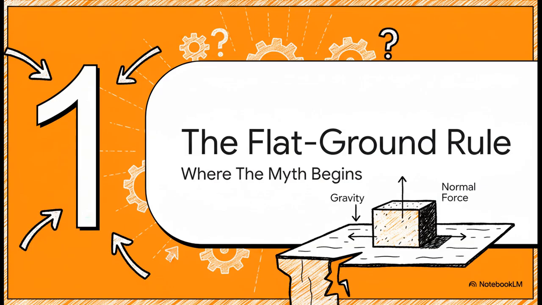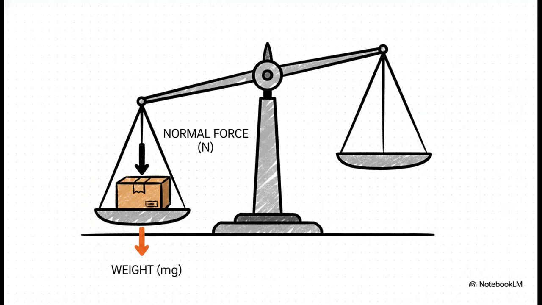So, to figure out why there's so much confusion, we've got to start where this rule actually seems to make sense, on perfectly flat ground. This is basically ground zero for the myth. When you've got a box just sitting on the floor, the physics is pretty simple, right? Gravity pulls the box down with a force of mg. The floor has to push back up to support it, and that's the normal force, N. Since the box is just sitting there, not crashing through the floor or flying into the air, the forces are balanced. So in this one very specific situation, N does in fact equal mg.